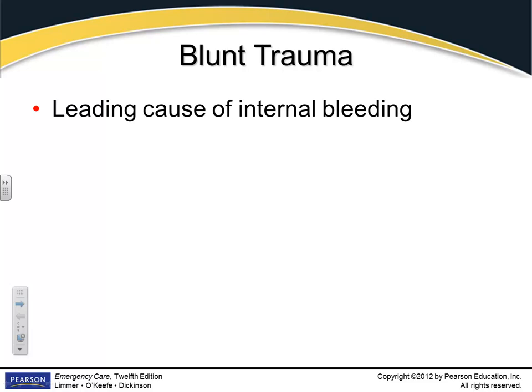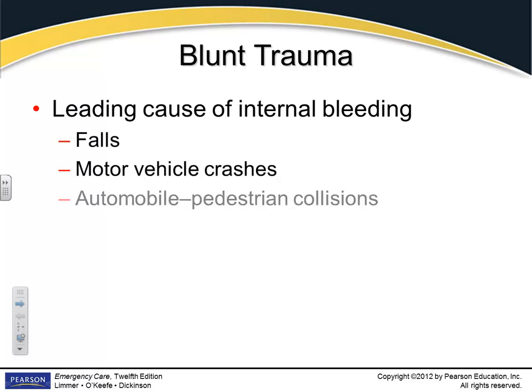The leading cause of internal bleeding, blunt trauma. Blunt trauma is the leading cause of internal bleeding. What would be an example of blunt trauma? Baseball bat in the gut. The old baseball bat, yeah. A car wreck, you hit the steering wheel, something of that sort. Fall over the bicycle, a little kid that hits the handlebars. Falls, motor vehicle crashes, pedestrian accidents. If you get hit by a car, you run a great risk of internal bleeding, blunt trauma. Blast injuries, we don't really talk about those very much.